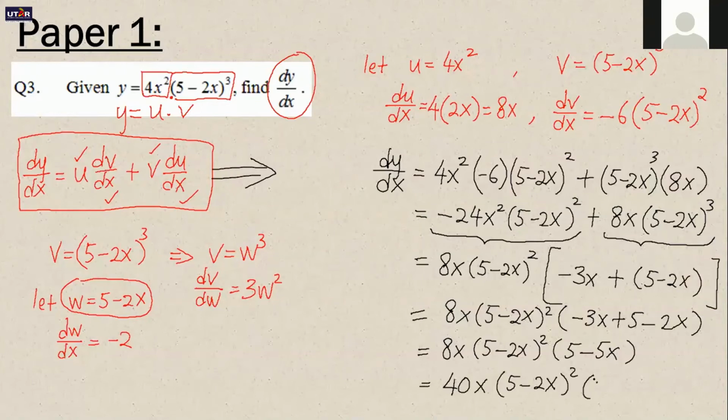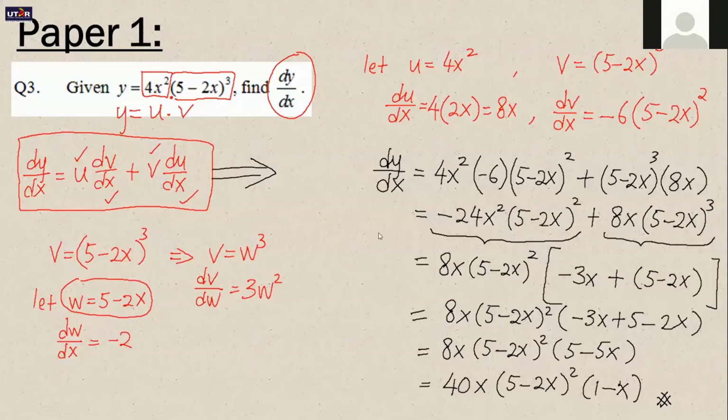So factorize the 5, we have 1. Factorize the 5x, we have 1x. So that's why this is your final answer for question 3 of paper 1. Okay? Factorization process. Okay. If okay, then we go for the next question.